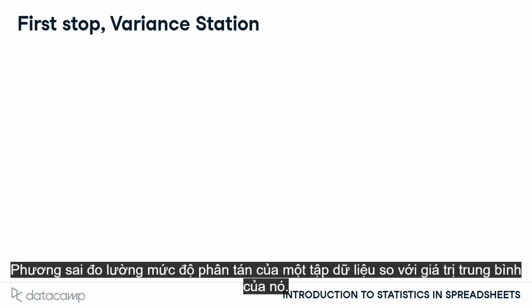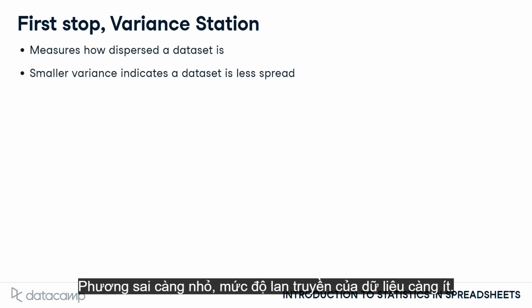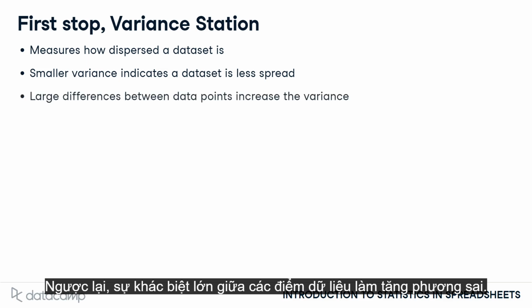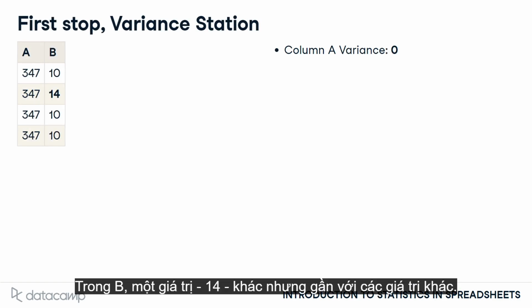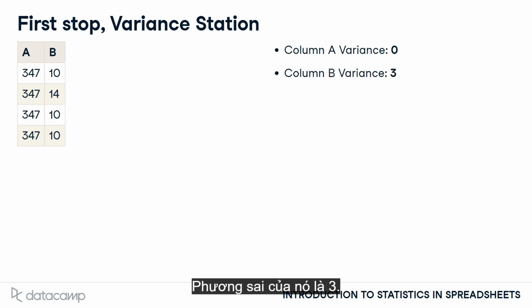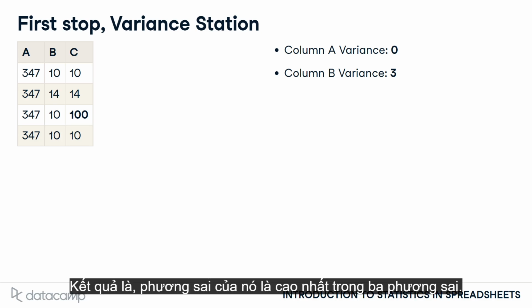Variance measures how dispersed a dataset is from its mean. The smaller the variance, the less spread the data is. Conversely, large differences between data points increase the variance. Column A repeats with no variation. Its variance is 0. In column B, one value, 14, is different, yet close to the others. Its variance is 3. Column C has an outlier, 100. As a result, its variance is the highest among the three.